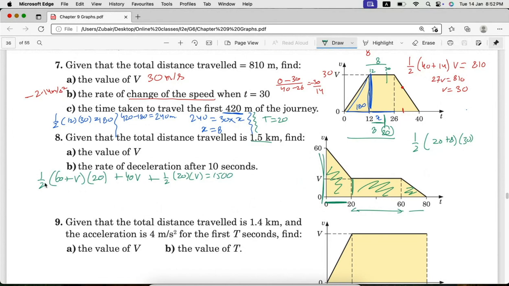Now when we solve this, 1 times 2 is 10 times, so 600 plus 10V plus 40V plus 1 by 2 times 20 is 10V, equals 1500. So I'm adding these V's: 10, 40, 50, 60. 60V equals 1500 minus 600, which is 900, and 900 divided by 60 is exactly 15.